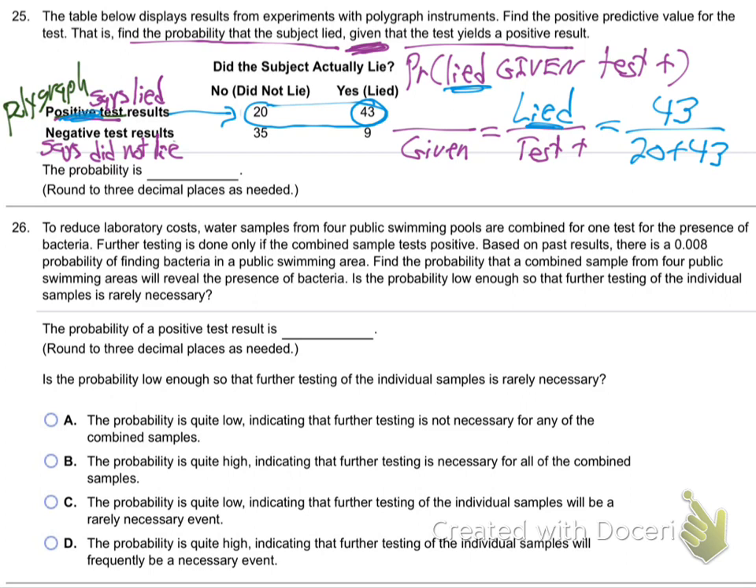These people. Yes, lied. The 43 lied. So what probability is that then? 43. What do these add up to be? 63. So divide on your calculator. I'm getting 0.683. 0.683 on that one. There we go.